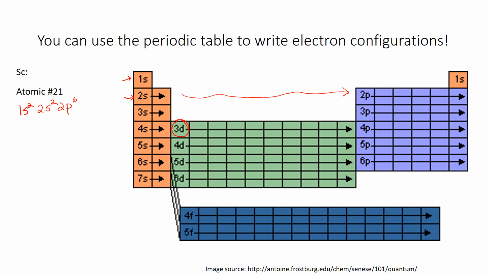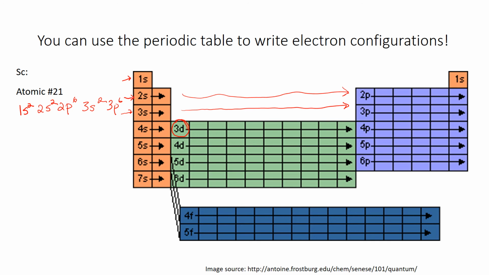And then I still haven't reached the element that I want, number 21, so I have to move to the third row. So now we start with 3s. We go across that S block, those first two columns, that's 3s2. We're just going to go all the way across the third row, so we're going to fill it in completely. We move from 3s2 to the 3p block, and that becomes 3p6.